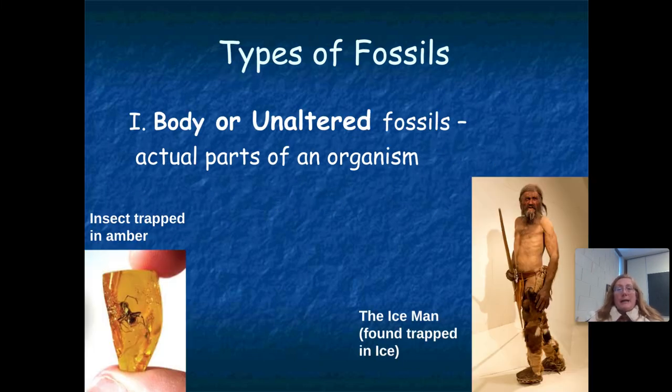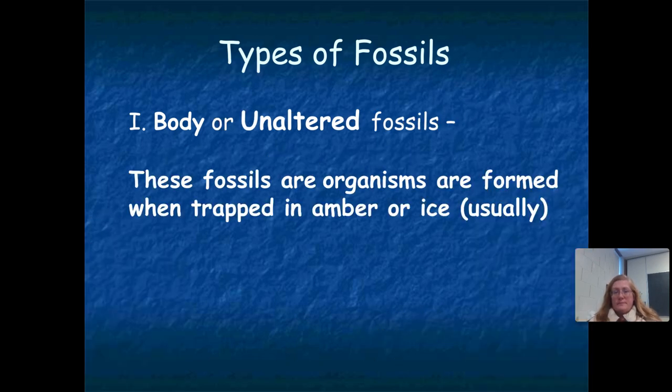So we have body or unaltered fossils. These are actual parts of the organism, such as an insect trapped in amber, or the Iceman who was trapped in ice. These are formed when organisms are trapped in something, amber or ice, for example. So they are the actual organism. There has not been change. They've been frozen, sometimes literally, in time.